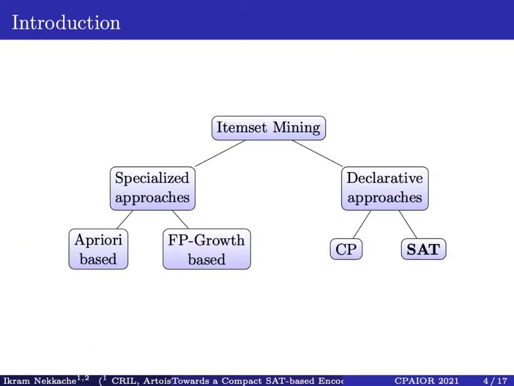Itemset mining approaches can be divided into two main categories: specialized approaches for extracting interesting itemset patterns such as Apriori and FP-growth. Unfortunately, most of the time these approaches require new implementations to take into account the user's constraints. Recently, new declarative approaches for data mining have emerged by using two well-known artificial intelligence models, constraint programming and SAT. We are interested in the question of SAT encoding for itemset mining. One of the major problems of SAT encoding for data mining is its size, which can be very large.